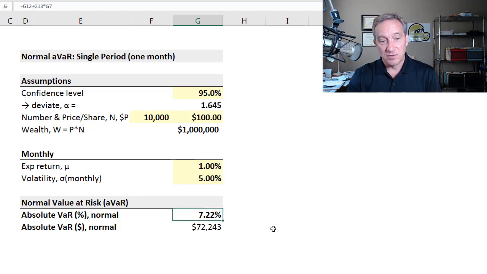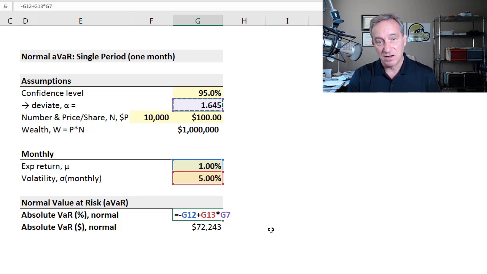So here, for my single period absolute VAR, which by definition here means a one month VAR, one period, one month assumptions, I'm not going to do any time scaling. So per my formula, I'm just going to take negative my mu, and I'm going to add my volatility multiplied by the deviate, which is a function of that 95% confidence. And here, of course, by definition, we assume that these arithmetic returns are normally distributed, and I get 7.22%.